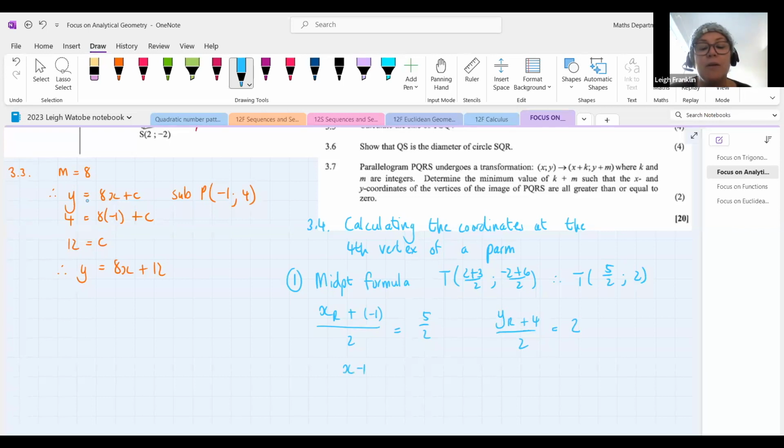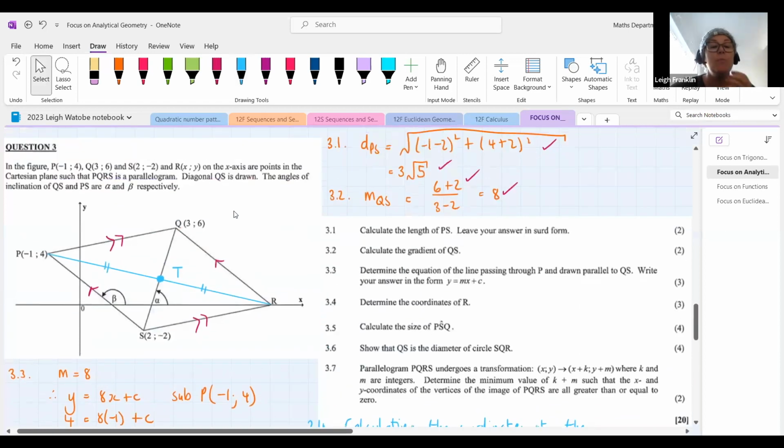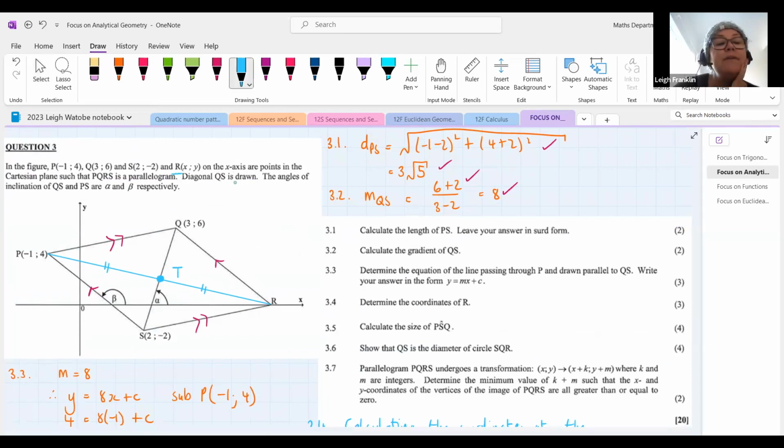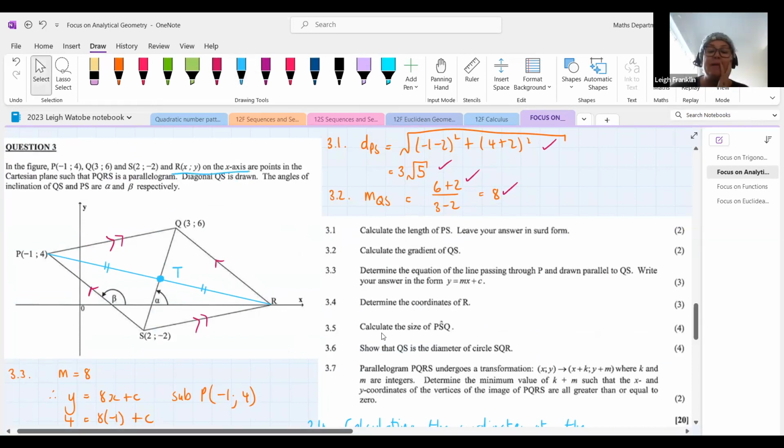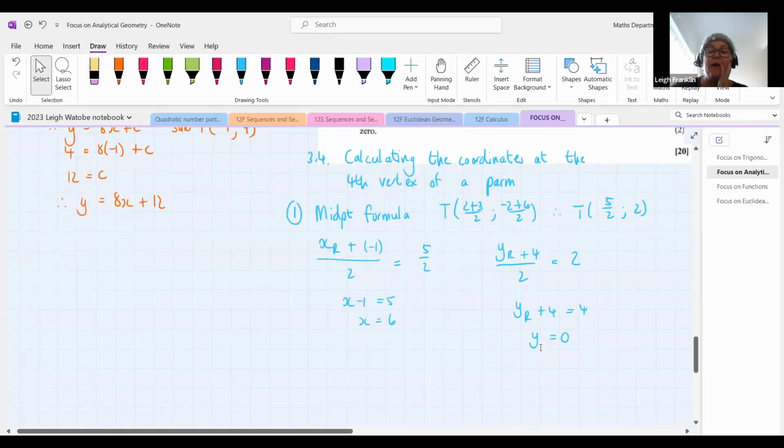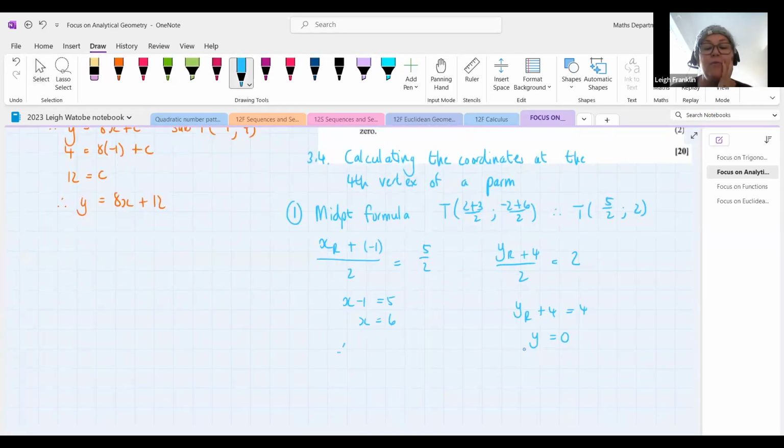Okay, so we've got x minus 1 equals 5, so x equals 6. And over here, we've got y plus 4 equals 4, so y would be equal to 0. And that makes sense because they did tell us that R was on the x-axis. So over here they said to us R is on the x-axis, so it makes sense that we would get a y value of 0. Okay, so therefore the coordinates at R have to be 6 and 0. So that's the one way you can do it.